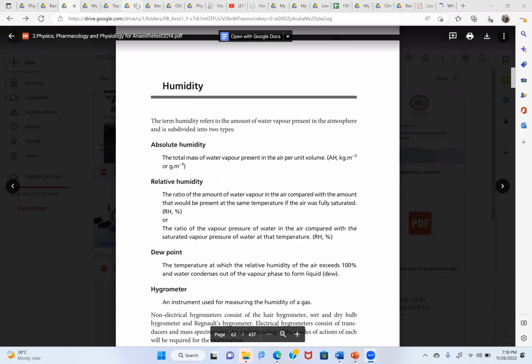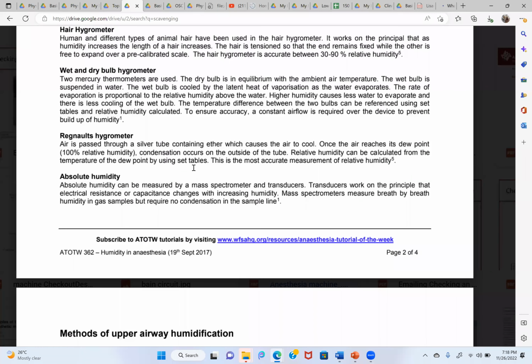Okay. So coming back to the text, they were saying air is passed through a silver tube containing ether, which causes the air to cool. Once the air reaches its dew point, 100% humidity, condensation occurs on the outside of the tube. Relative humidity can be calculated from the temperature of the dew point by using set tables. This is the most accurate measurement of relative humidity, because the temperature at which it starts becoming liquid is the reference point, and then they calculate the relative humidity in that air mixture from that set point.